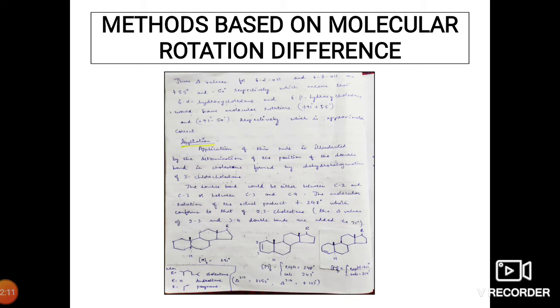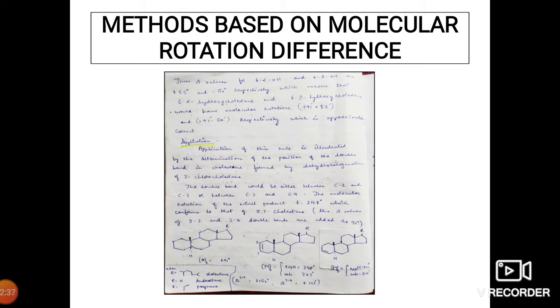Hence, according to Mills theory, we have to add the molecular rotations of the parent steroid and also that of the substituent group which has been added. So we add +91 and +55, and for that of 6 beta it would be +91 -50. That is how we give the molecular rotation values. Now this can be used in an application.